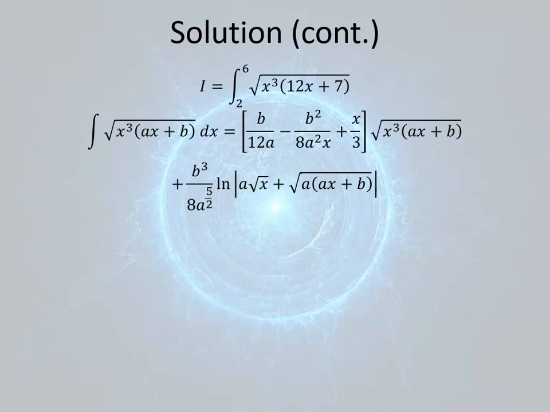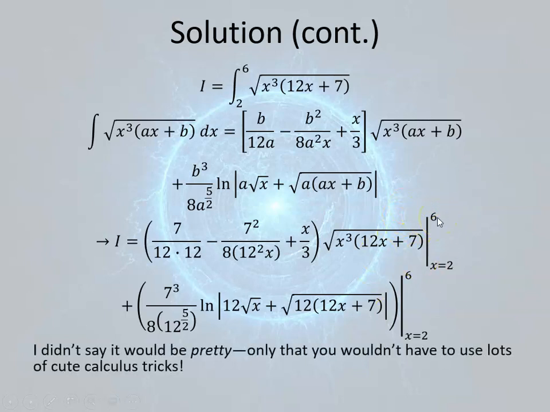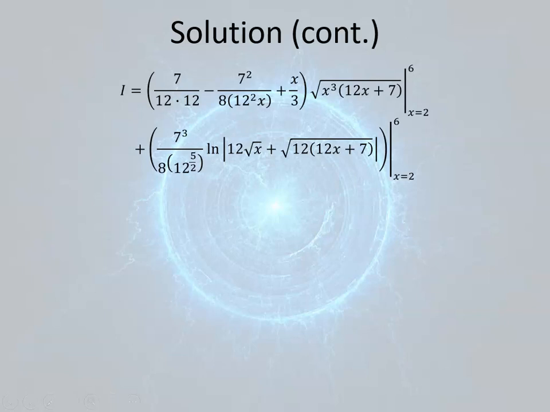So there we go. I'm going to plug in 12 for a and 7 for b. And remember, we're evaluating this from x equals 2 to x equals 6, because those were our original integration bounds. So now that we have dealt with this stuff and simplified a few things, we can plug in. The idea is you plug in the top number first, the 6, you get a result, and then you plug in the bottom number, the 2, get another result, and you subtract the 2 results.